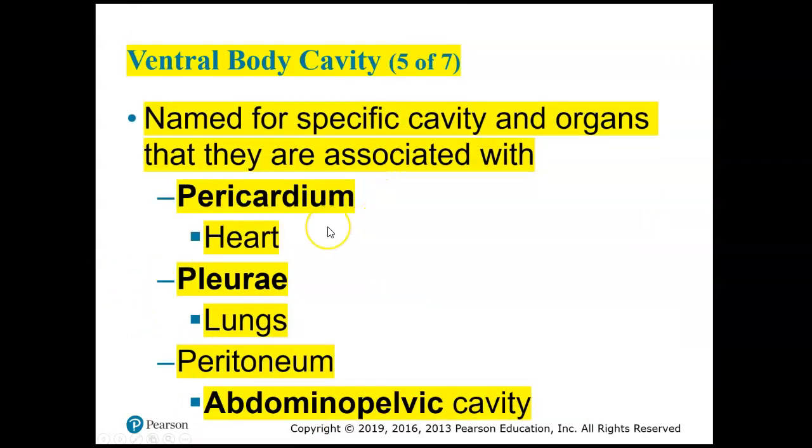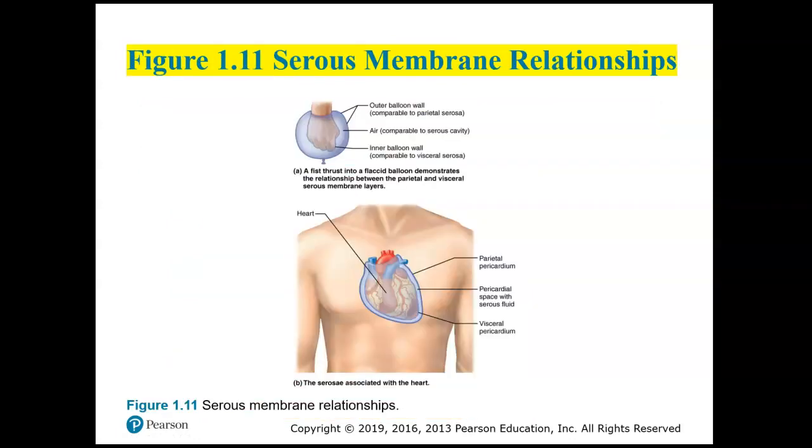All right, so these are the three serous membranes. And I don't know why this isn't in bold, but pericardium, which is the membrane that encloses the heart, the pleura encloses the lungs, and then the peritoneum encloses the abdominopelvic cavity. So three serous membranes: the pericardium, the pleura, and the peritoneum.